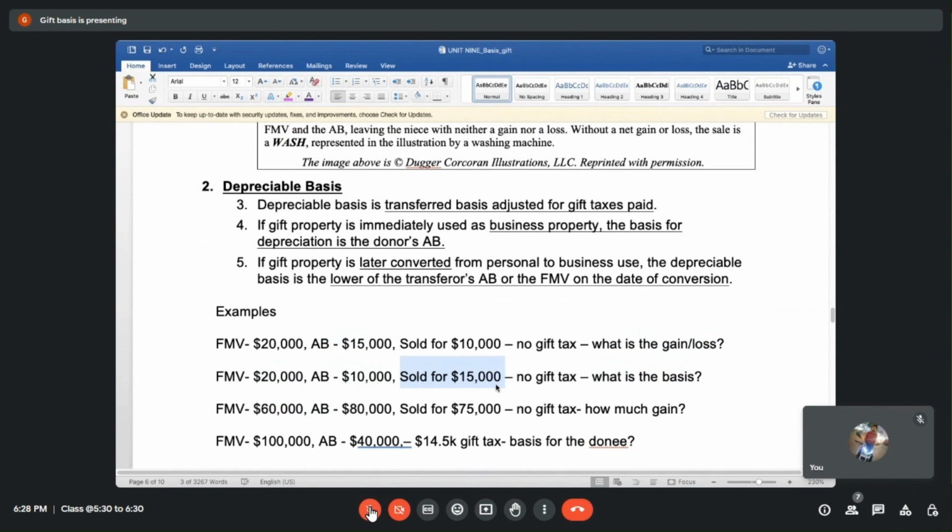So what is the basis that you're using now? The donor's basis. If you go with FMV, then it's going to be a loss of 5K. Let me go over this again. The basis of the gift received is 10,000. Fair market value is 20,000. Since the fair market value exceeds the donor's basis, we should use the basis of the donor.